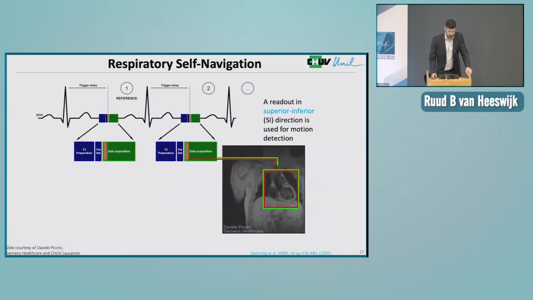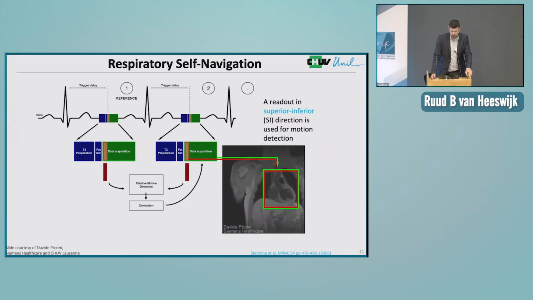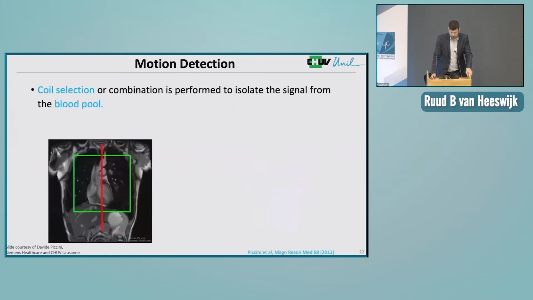So one next step was the respiratory self-navigation. David will probably tell more about this tomorrow as well. There are many types of self-navigation, but what you can do, and what is done in Lausanne a lot, is use a superior-inferior readout, so a single readout, and track this signal and correct your data through cross-correlation with this.